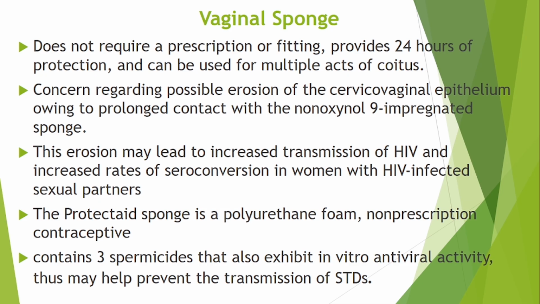The Protectaid sponge is a newer invention of the vaginal sponge. It's made from polyurethane foam. It's a non-prescription contraceptive. It contains 3 spermicides that also exhibit in vitro antiviral activity and thus may help to prevent the transmission of sexually transmitted diseases.